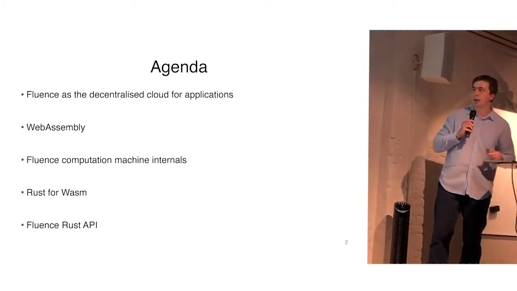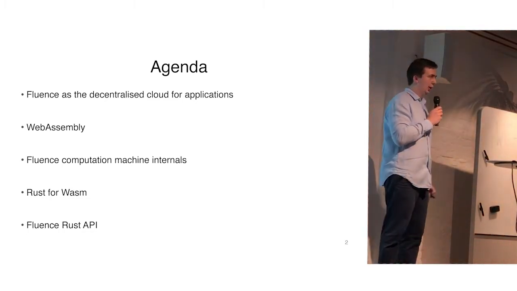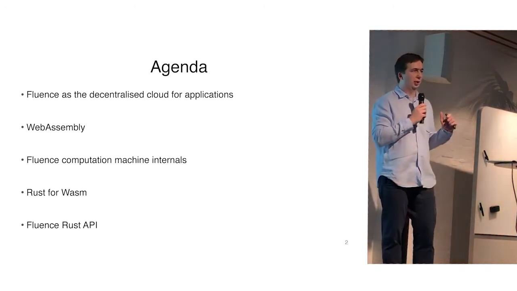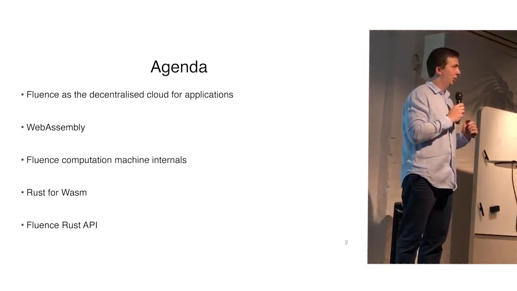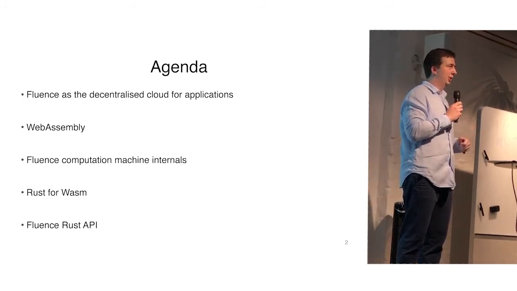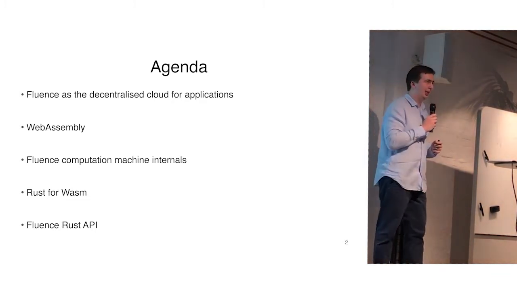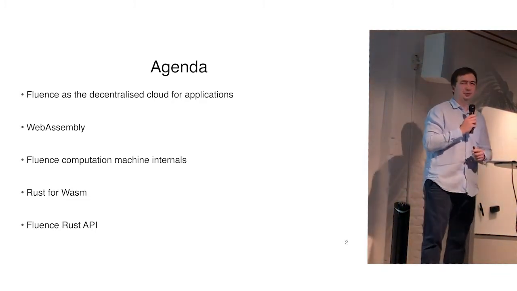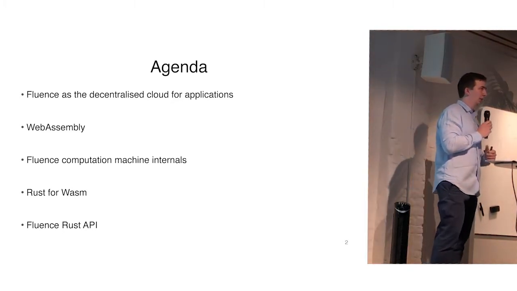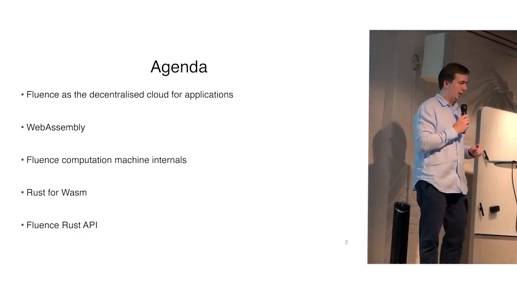First of all, I would like to tell you a little bit about Fluence. And the second, I would like to talk about WebAssembly. But I have a quick question. How many of you know anything about WebAssembly? Oh, it's good. Really, it's really good. And then I also would like to talk a little bit about Fluence computation machine internals. And finally, we will talk about Rust and how we are dealing with Rust for our backend API.